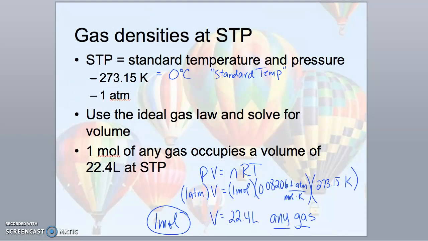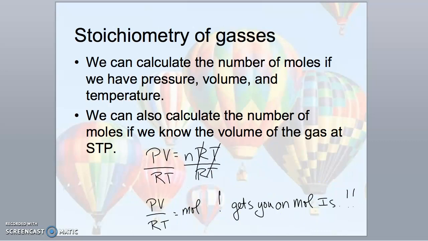STP refers to standard temperature and pressure. These are a set of conditions of temperature and pressure that are often used when conducting experiments. The standard temperature is 273.15 Kelvin, that's 0 degrees Celsius, and the standard pressure is 1 atmosphere. If we use these conditions in the ideal gas law and solve for volume, we will get 22.4 liters. And what this means is that 1 mole of any gas at STP will have a volume of 22.4 liters.